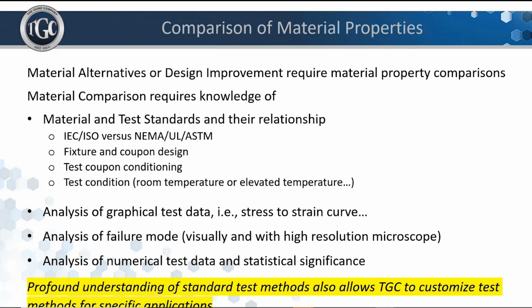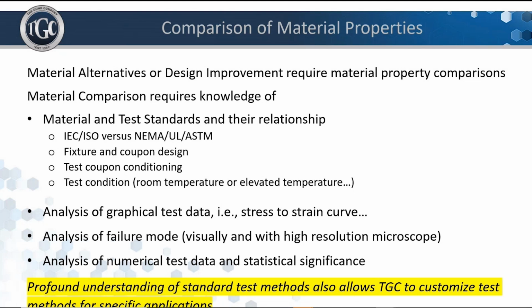And nowadays, we just don't look at one number alone. We need to look at the statistical significance, especially in comparison, when we compare two sets of data. Are they different? If they are different, is it statistically significant that one is better than the other, or are they equivalent?